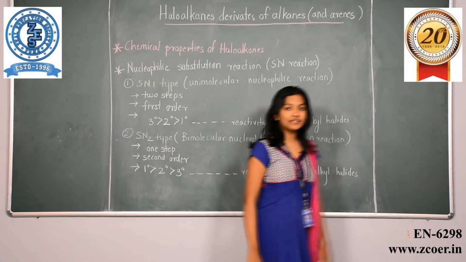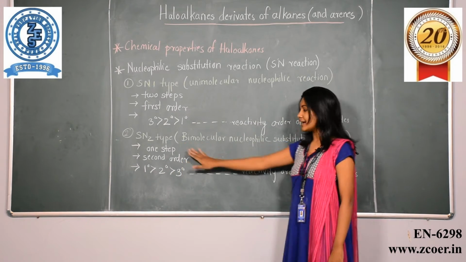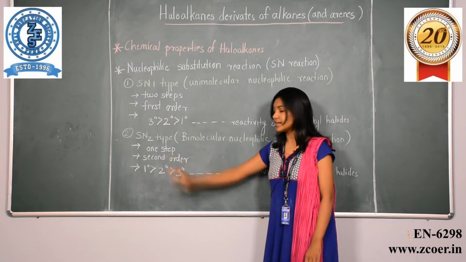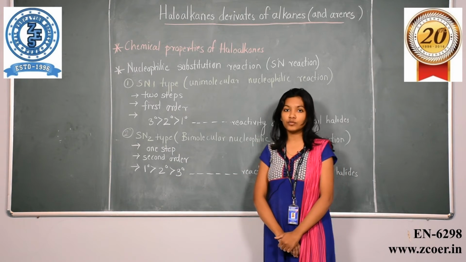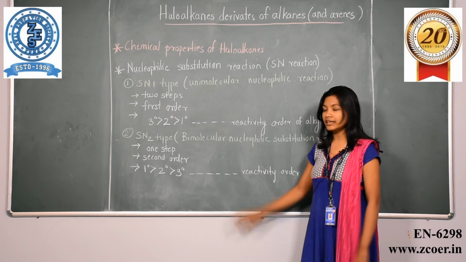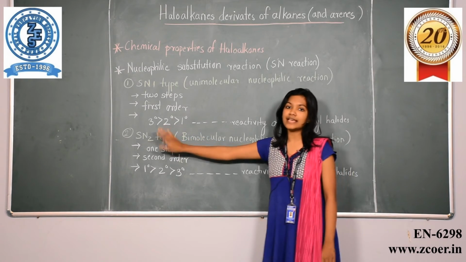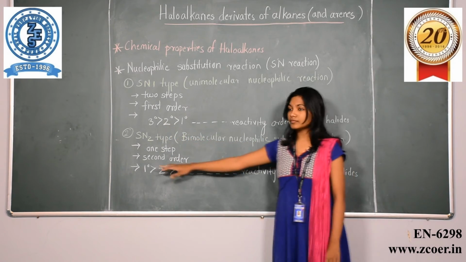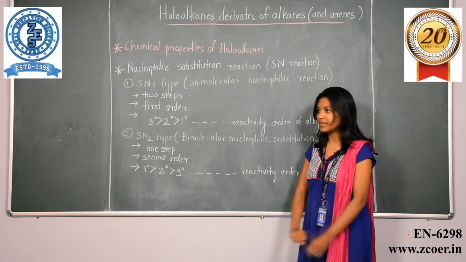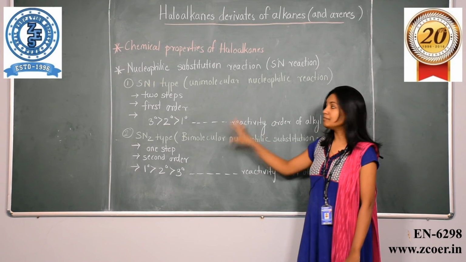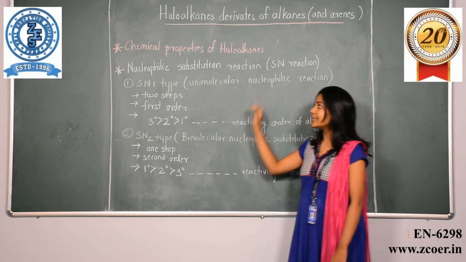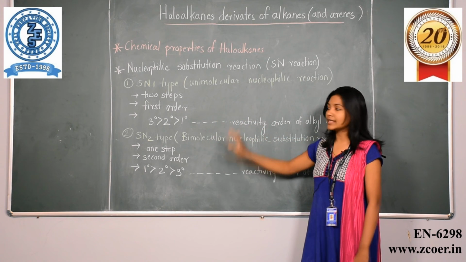The next is the SN2 reaction. The SN2 type of reaction is a bimolecular nucleophilic substitution reaction, in which the reaction takes place in 1 step and it is a second order reaction. The order of reactivity for alkyl halides to this SN2 type of reaction is that the first order are more reactive compared to the second and the third order. So this is mainly the flow of mechanism of the nucleophilic substitution reaction, or we can say the chemical properties are based on these 2 types of mechanisms.